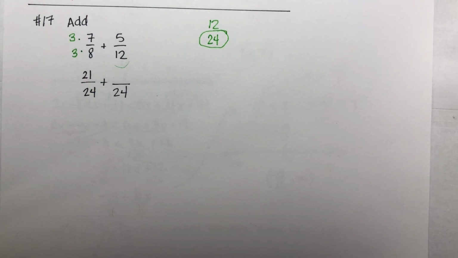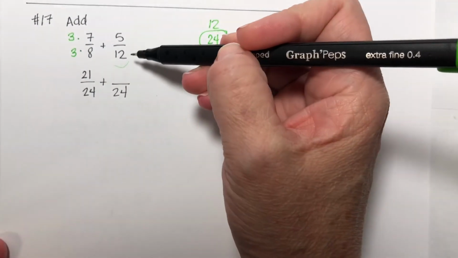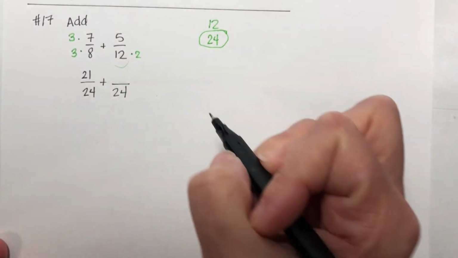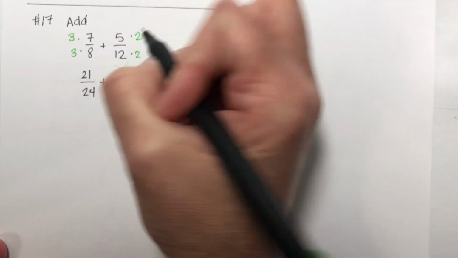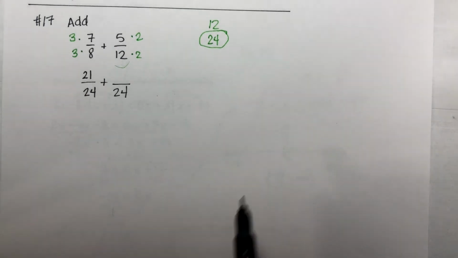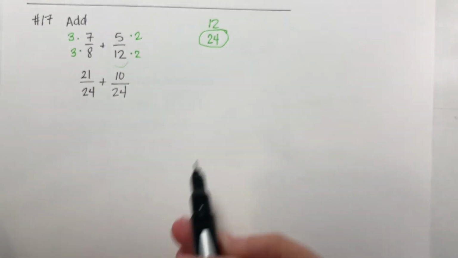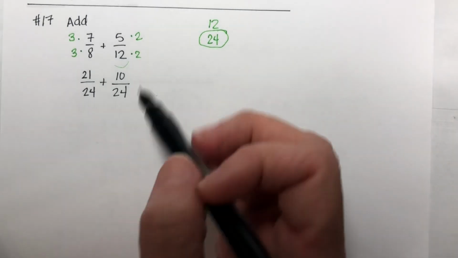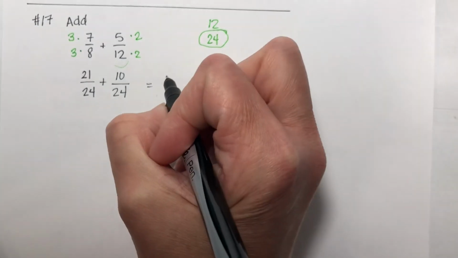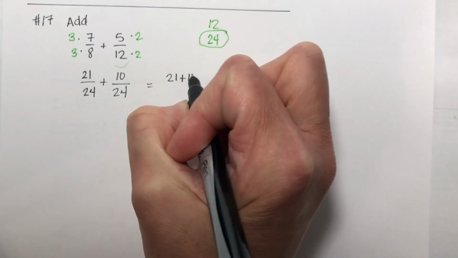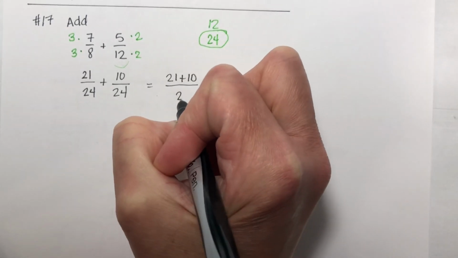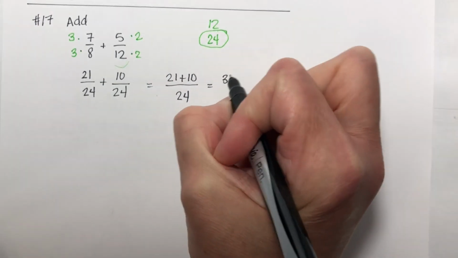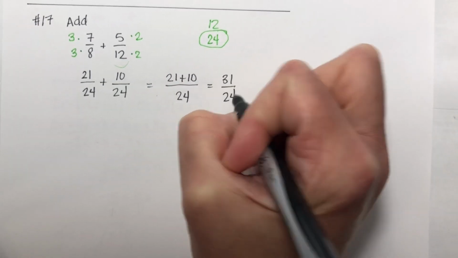Now for the second fraction, we do basically the same thing. 12 times what gives me 24? 12 times 2 does. So I have to multiply the top by a 2 as well. So I have 5 times 2 is 10 over 24. Now I have a common denominator, so I can add across the top. And then 21 plus 10 would be 31 over 24.